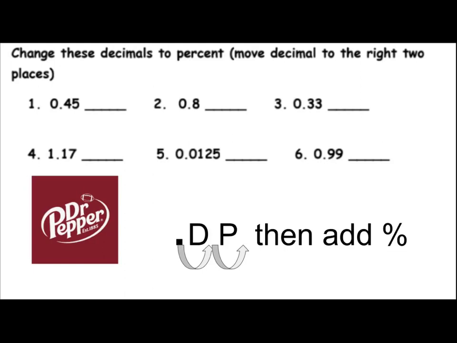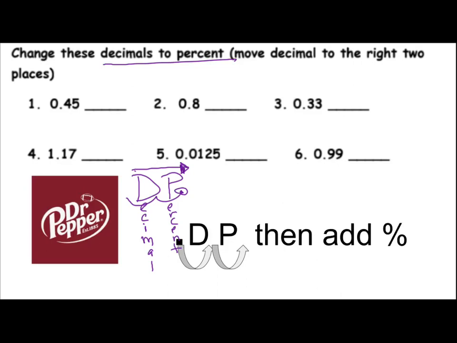Let's look at it another way. Another thing that you can do to help you remember this is think about Dr. Pepper. The D stands for decimal. The P stands for percent. So if we're moving from a decimal to a percent, we're moving from the D to the P in Dr. Pepper. So we're going to move 2 places to the right with our decimal point.